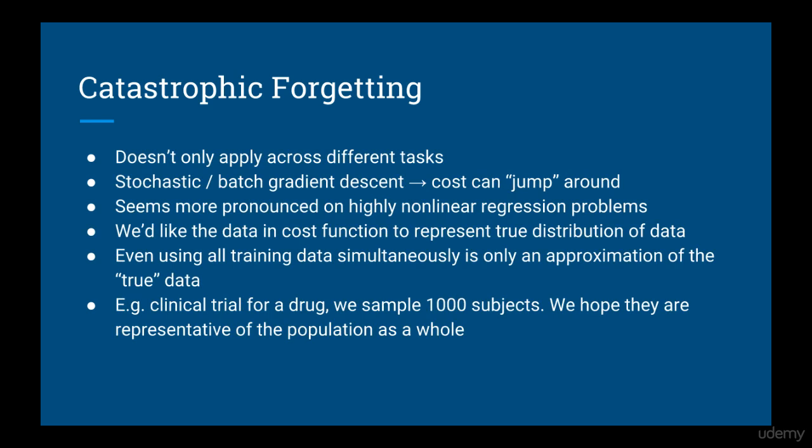But this forgetting effect doesn't only apply across different tasks. As you've seen, when we do stochastic and batch gradient descent, the cost function can jump around quite a bit. I would say the effect seems to be more pronounced on highly nonlinear regression problems, which is exactly what we're working with now. Ideally, you'd like the data in your cost function to represent the true distribution of the data. When you train on all training data simultaneously, this is actually only an approximation of the true distribution. It's like doing a clinical trial for a drug. You might have a sample from thousands of people, and you hope that they are representative of the population as a whole.